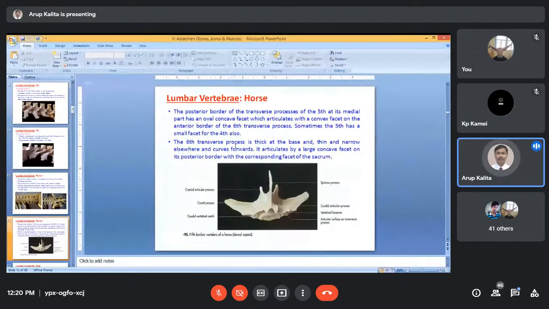The sixth transverse process is thick at the base. These are some differences. You just go through it. The only difference I want to tell you is that the transverse processes are a little different in the ox and the horse. In the ox, all are going forward, but in the horse, the first three are going backward, the fourth one is straight, and the fifth and sixth are going forward.